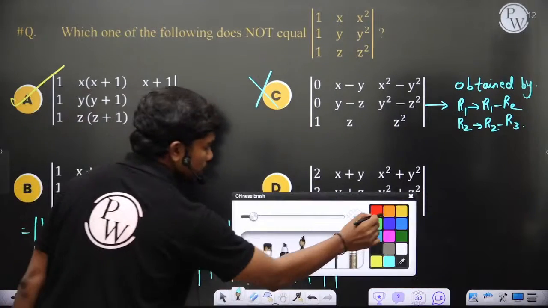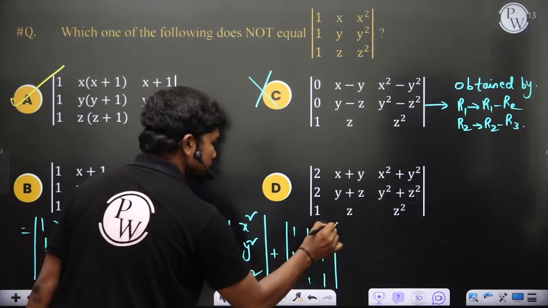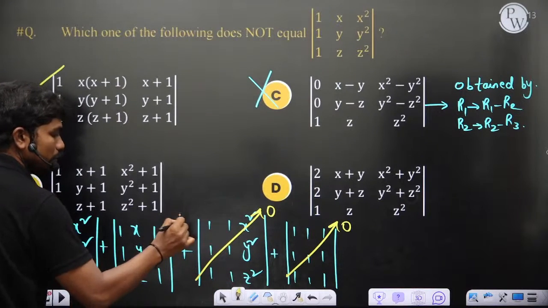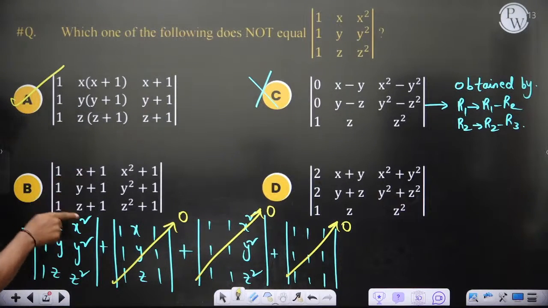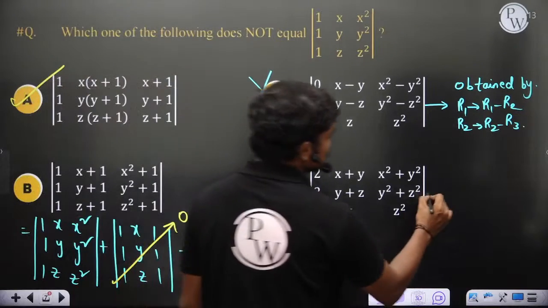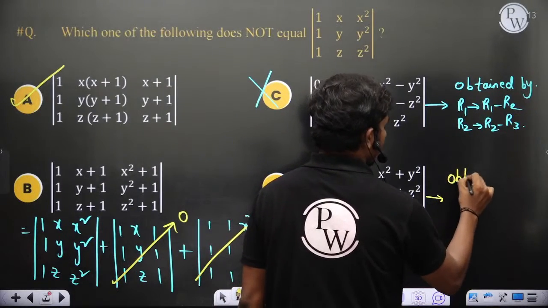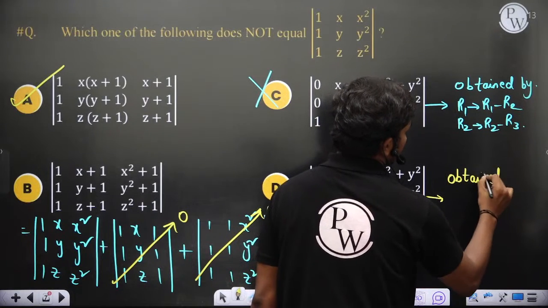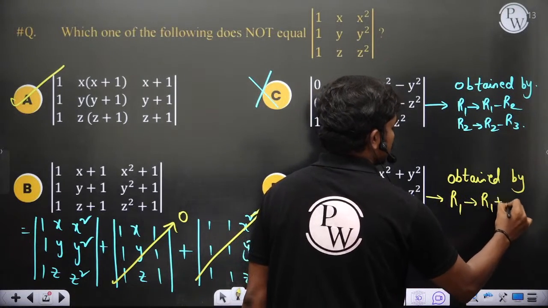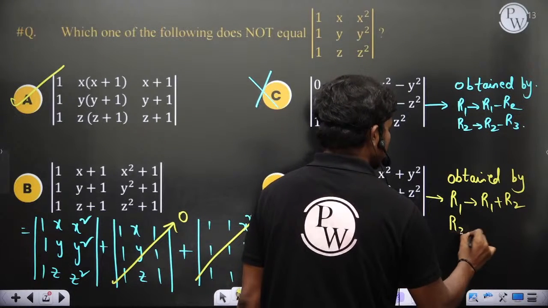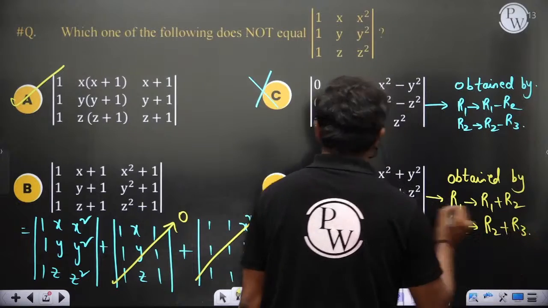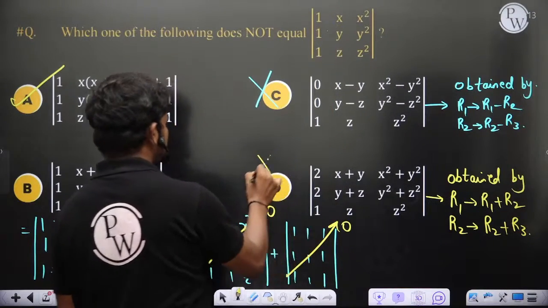So clearly all these three determinants are zeros. This is 0, and this is also 0 because the first column and second column are equal, and the first column and third column are equal. So this determinant is the same as the one given in the question. Now coming here, this value is obtained by R1 changes to R1 plus R2 and R2 changes to R2 plus R3. So ultimately this and this will have the same value again, so this can also not be chosen.